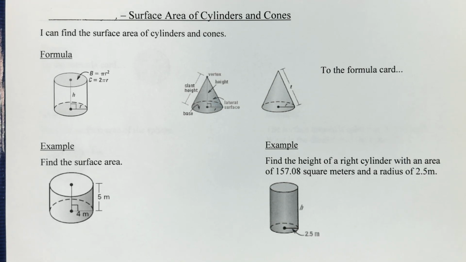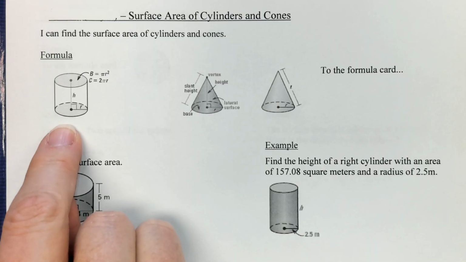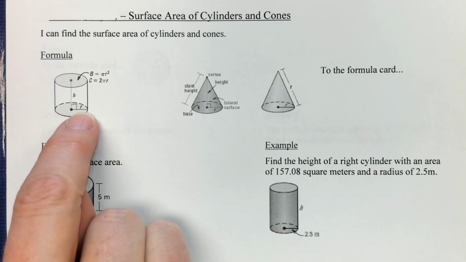Okay, this is the lesson on the surface area of cylinders and cones. Since these two shapes kind of go together, that's why we put them together in this lesson. So I do have a cylinder. This is the shape of a cylinder. You'll have a regular height and then a radius.